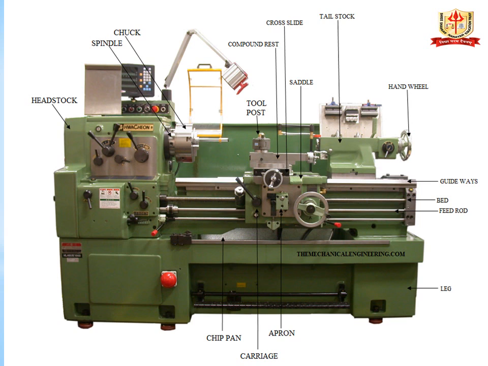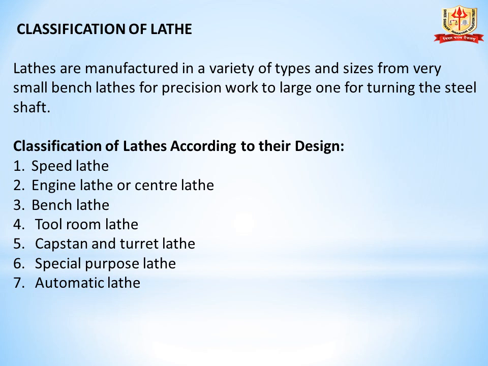Then the middle portion is the tool post. Tool post, compound rest, cross slide, saddle. On the right hand side of the lathe machine there is a tailstock. There is a hand wheel, lead screw, bed, feed rod. There is an apron, carriage and lathe. You can see the various parts of the lathe machine.